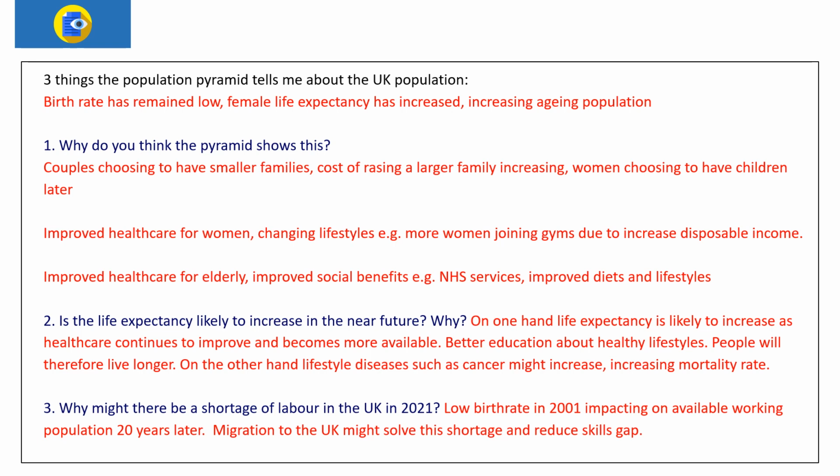Why might there be a shortage of labour in the UK in 2021? Low birth rates in 2001 has an impact on the available working population 20 years later. Migration to the UK might solve this and help to reduce the skills gap. Pause the presentation for a few minutes whilst you make any notes that you need to.